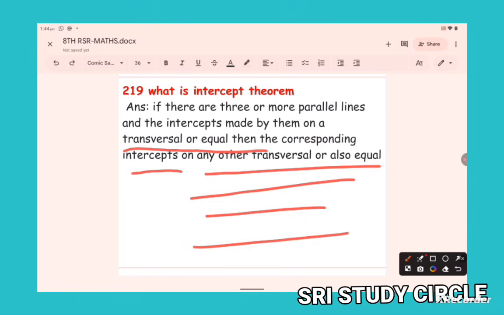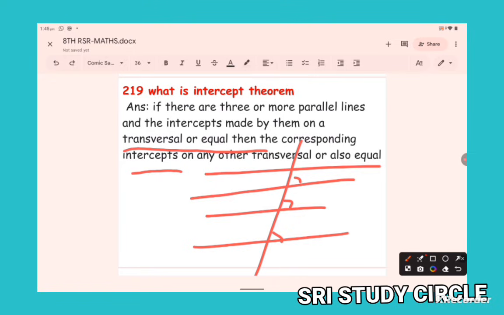Three or more parallel lines intercepted by them on a transversal are equal, then the corresponding intercepts on any other transversal are also equal, right? Corresponding angles are equal, then the corresponding intercepts on any other transversal, right?